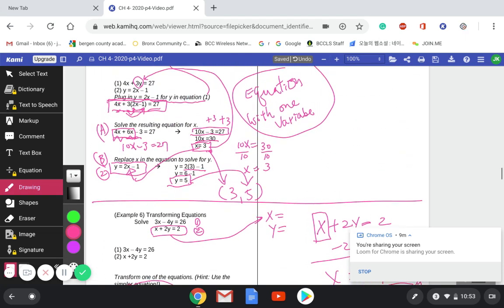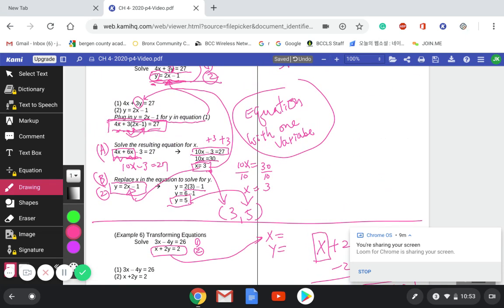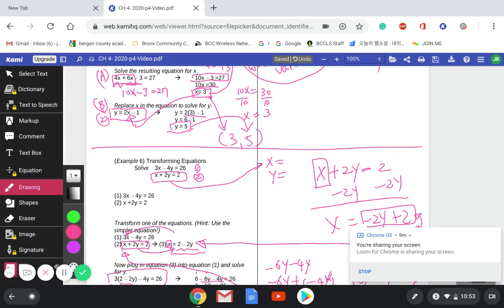If one of the equations is already x equals something or y equals something, then you definitely use the substitution method. And the second case is when you have an equation that can easily be converted into x equals something or y equals something; after you change it, you can also utilize the substitution method.